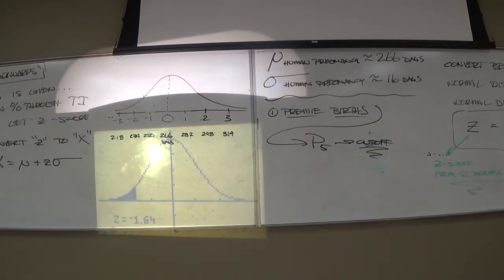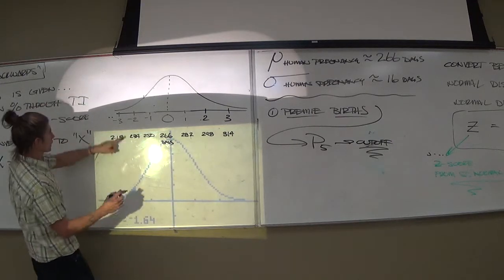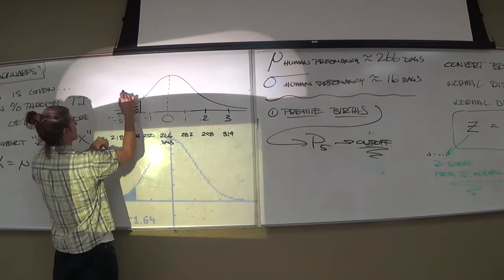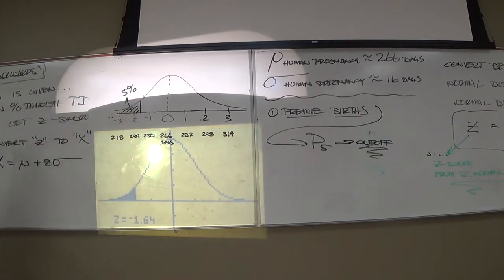1.64. Negative 1.64 standard deviations. All right, so now we know that the 5th percentile is right about here. That's going to put 5% down in this tail.